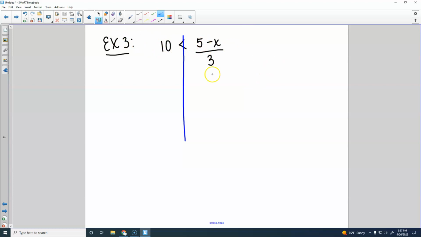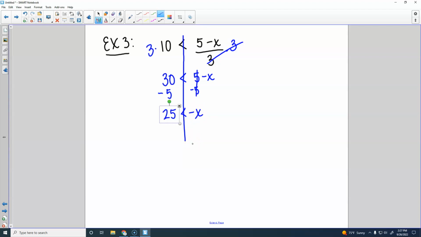Okay. So, Blakeland, what would we do first on this problem? Good. So we'll multiply by 3 over here to get rid of that 3. We'll have to do that same thing over here on that left-hand side. So we got 30 is less than 5 minus x. Okay. What would be next, Blakeland? Very good. We'll subtract that 5 from both sides. So now we got 25 is less than negative x.